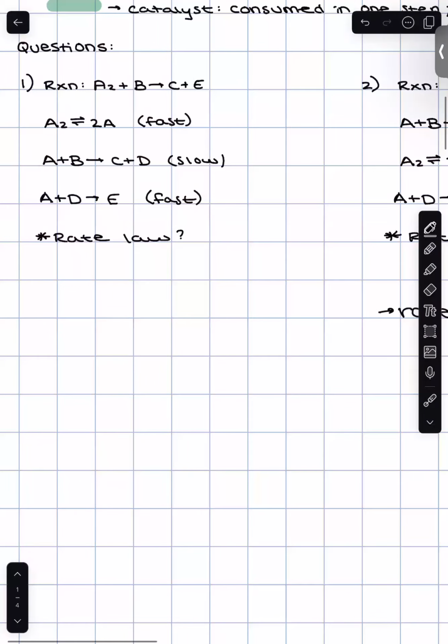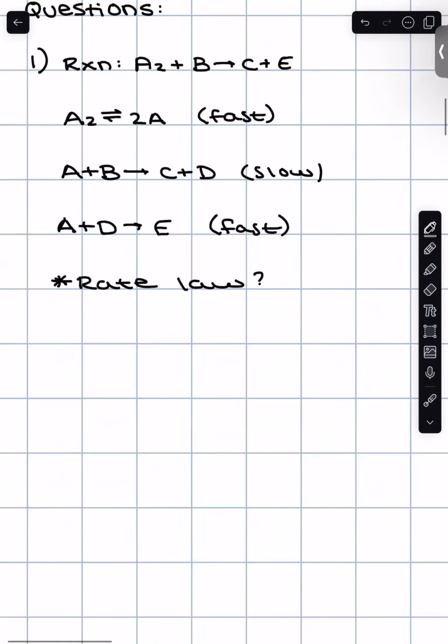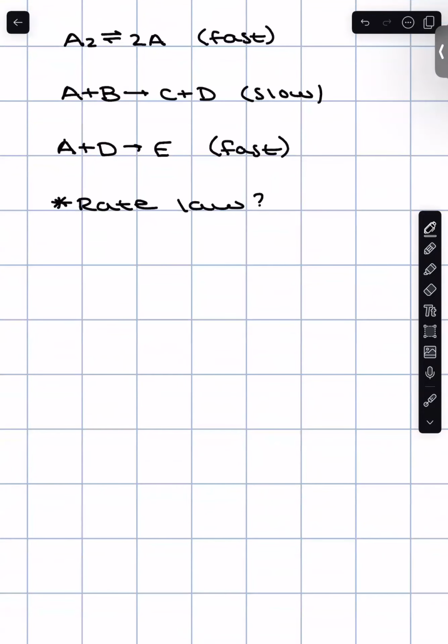All right, let's go through this one. So this one has a slow step in the second step. So obviously this is a little bit more complicated. If you have a slow step in the second step, first of all, you always have to have that equilibrium in the first step. That's always going to be given to you. So write forward and reverse rate laws.